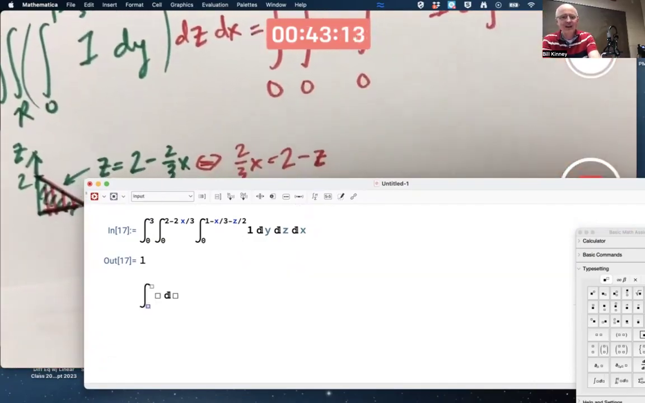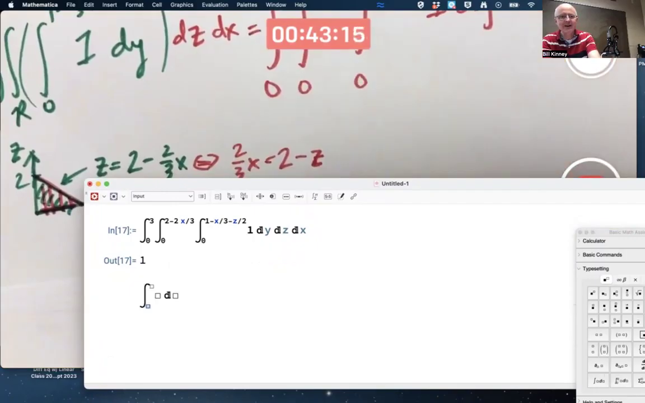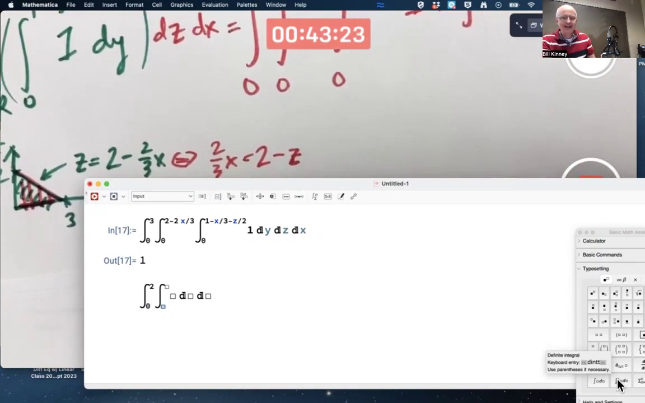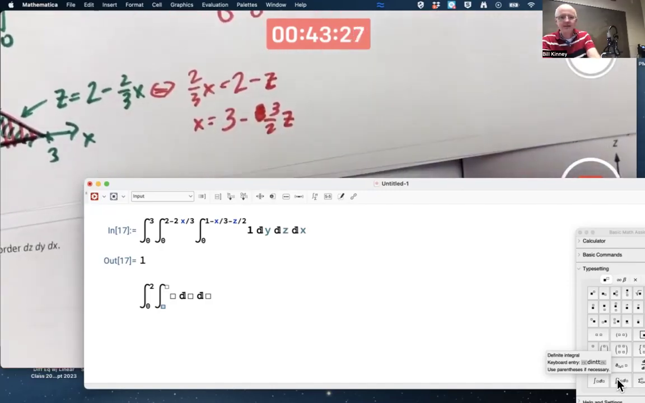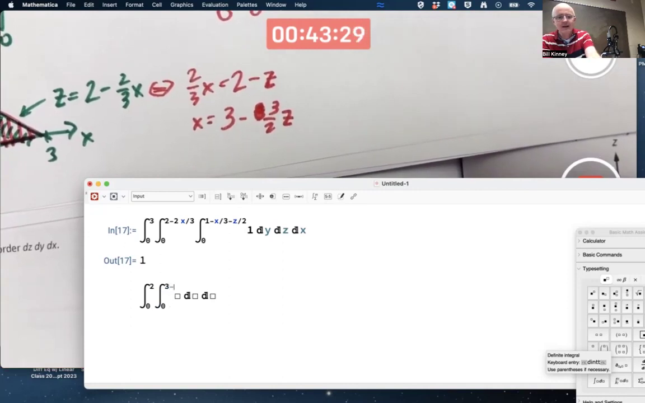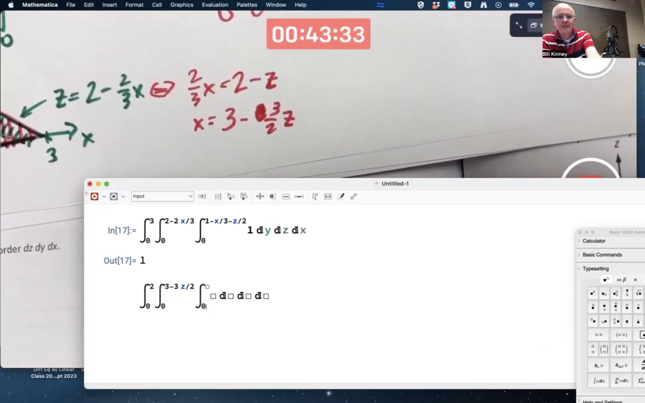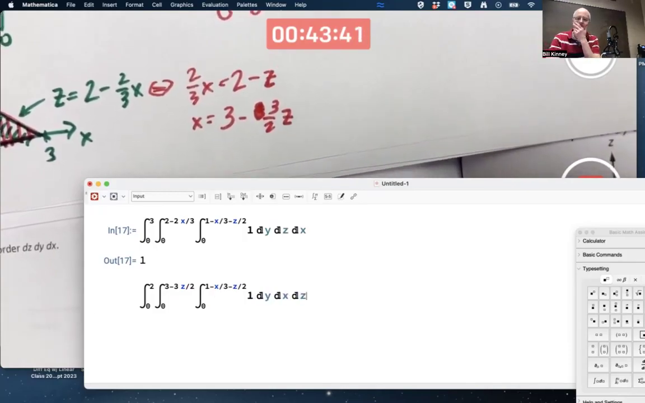The outer integral is with respect to z now, and z goes from 0 to 2. X goes from 0 to 3 minus 3 halves z. Limits of integration on y are still the same. And now it's dy, dx, dz. Still.